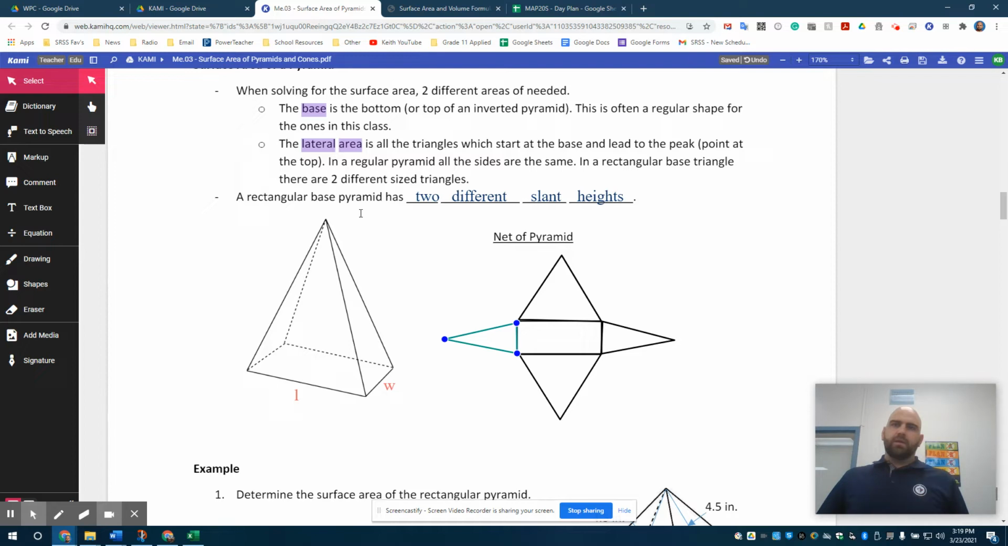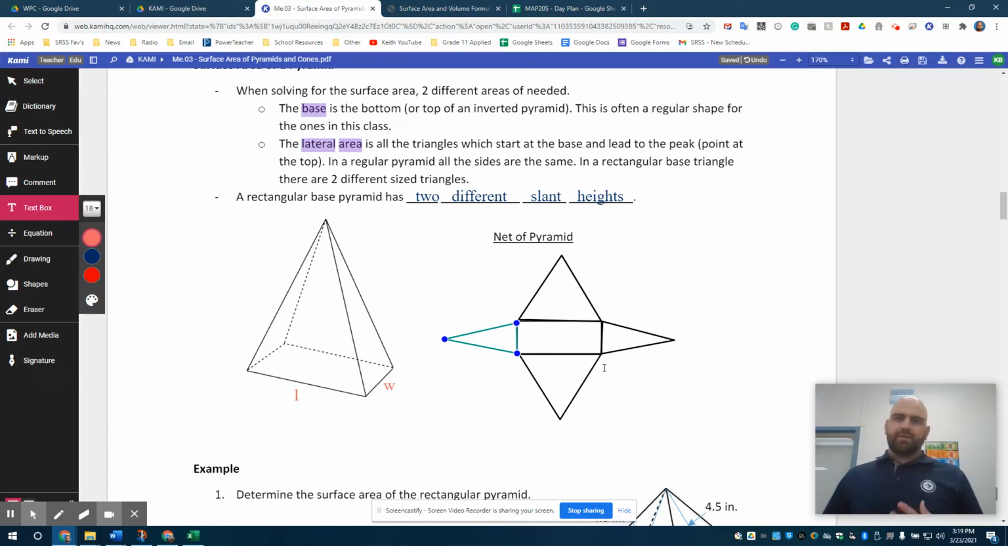Roughly like that. Okay, so this is now our rectangular-based pyramid. As I mentioned, this is going to be our length right there. And on this side, right over here, we're going to have our width. All right, we have our length and we have our width.